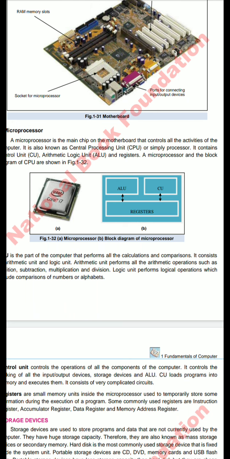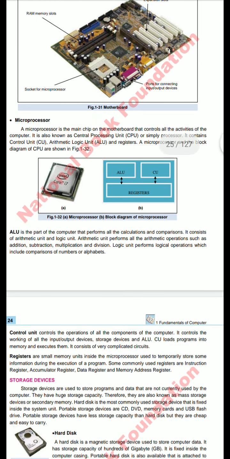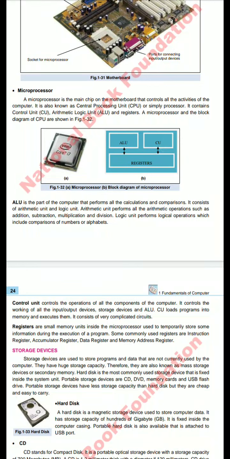ALU is the arithmetic logic unit, which is used to work arithmetically. Next we discuss the ALU, which is a part of the main computer that performs all the calculations and comparisons, and consists of the arithmetic unit and logical unit. The arithmetic unit performs all kinds of arithmetic operations, that are addition, subtraction, multiplication, division, and so on. And the logic unit performs the logical operations according to the logic.